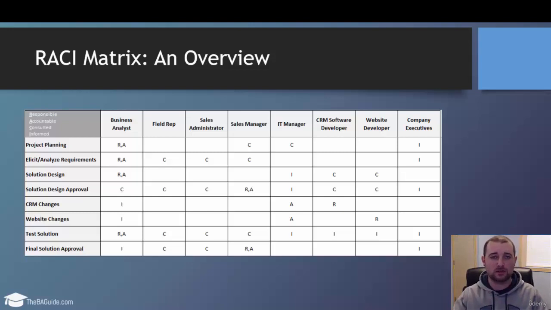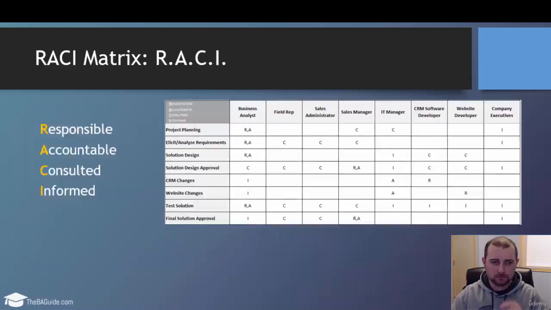It's got some roles, as you can tell, stakeholders across the top. The left-hand column is your tasks. And then you kind of have an internal part with a bunch of R's, A's, C's, and I's. And we'll go into details as to what that means and how you create this matrix. So the RACI comes from the letters, the acronym: responsible, accountable, consulted, and informed.